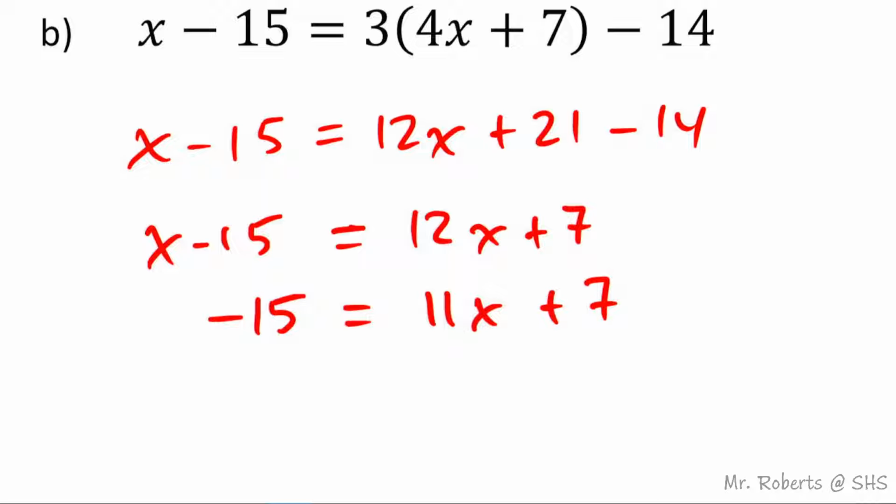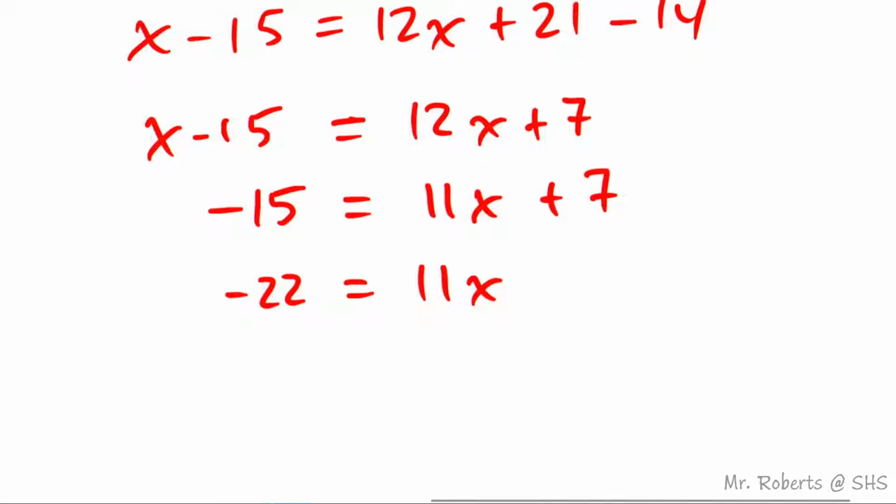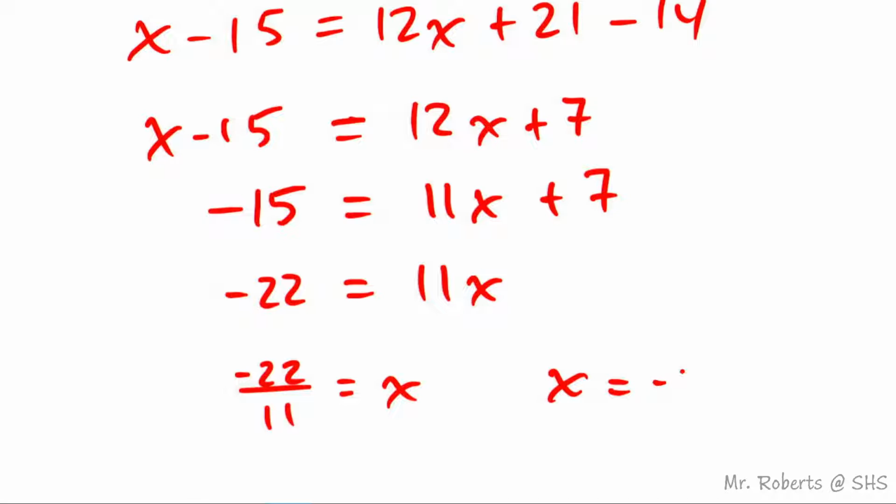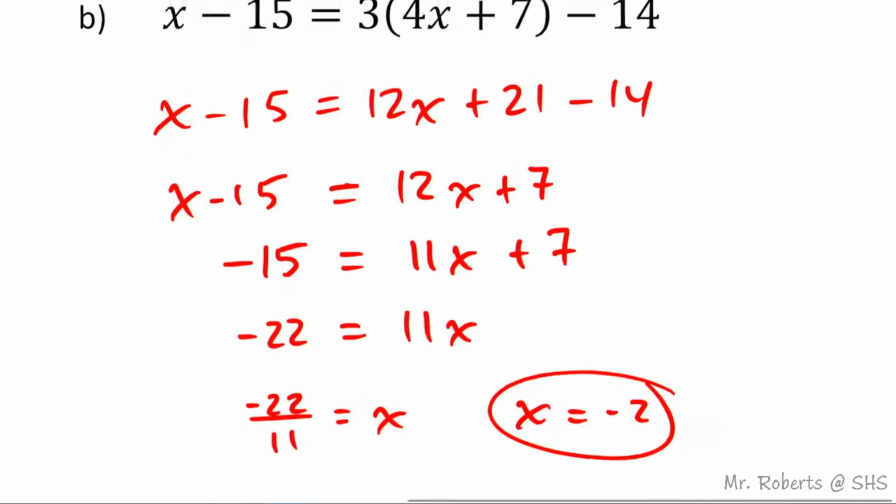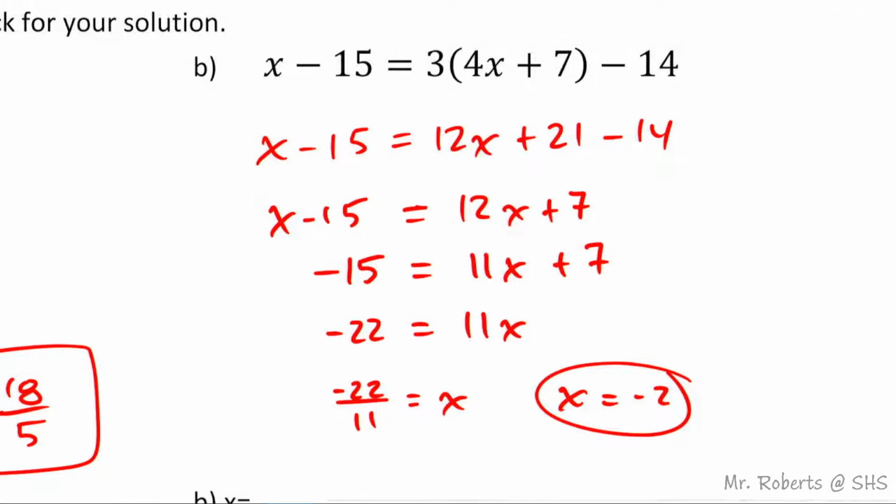What did I do? I subtracted a single value of x from both the left and the right. And now I'm going to subtract 7 from both sides. So I've negative 15 minus 7, I believe is going to be negative 22. And that will equal 11x. And now if I divide both sides by 11, negative 22 divided by 11 is going to give me what x is, which is, hey, negative 2. So again, that's what I believe x is. Let's perform a check and verify that it works.